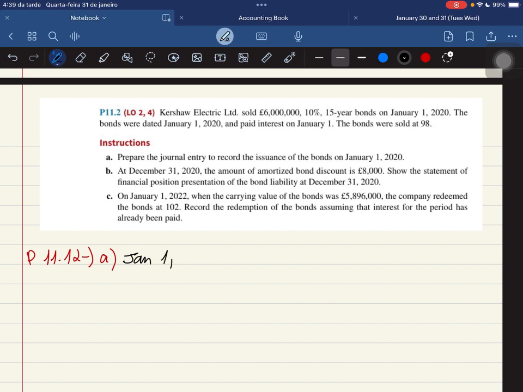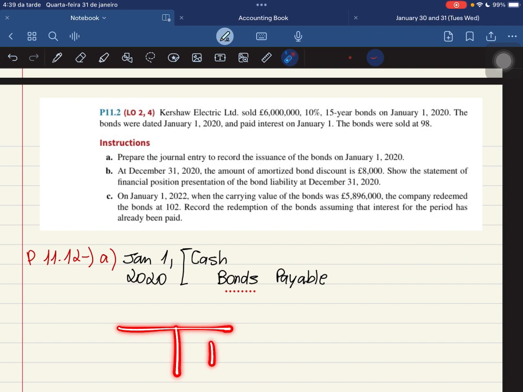Just like I said before, every time we record the issuance of bonds, we are selling the bonds, right? So we are getting cash from selling this bond. So our cash has to go up and our bonds payable also go up. Since it's a bonds payable, this is a liability, which means that the increases happen on the credit side. That's why the position is like this.